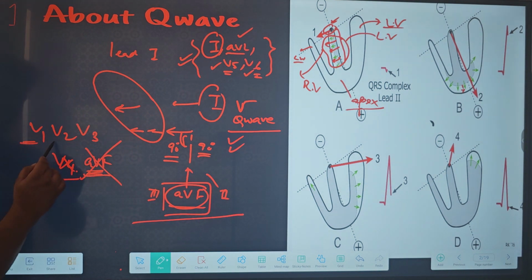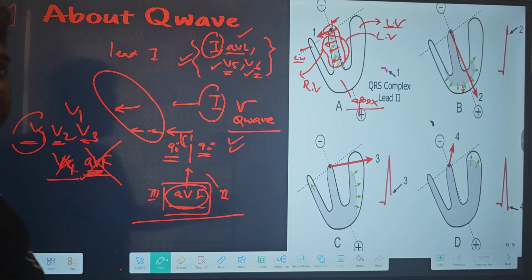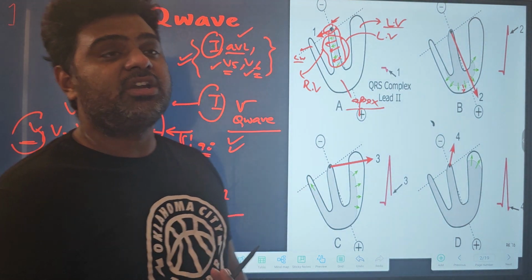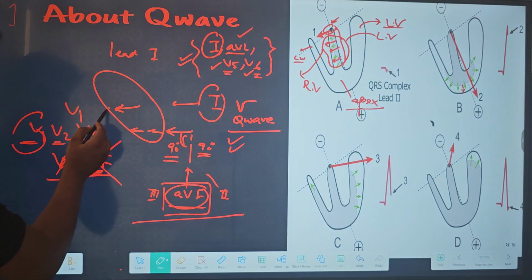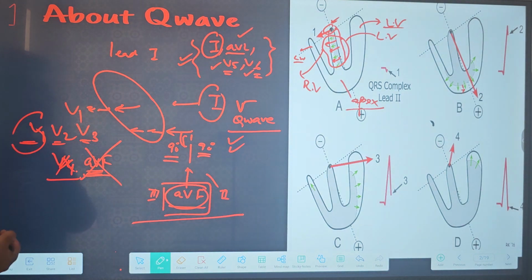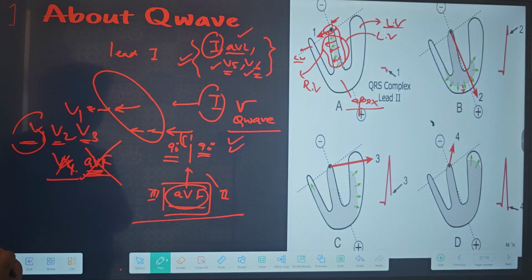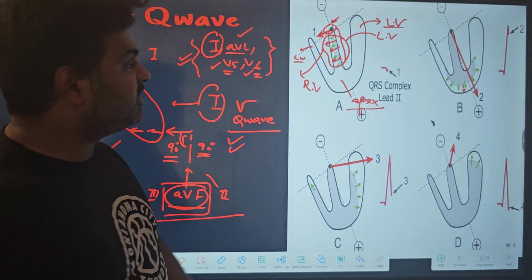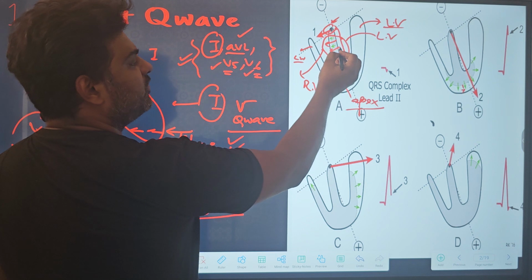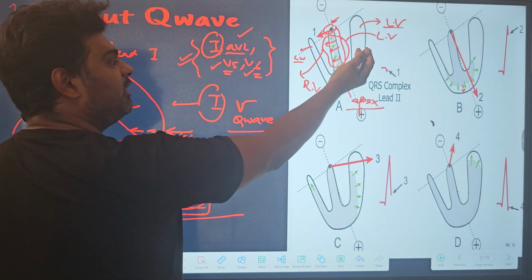Now what about V1, V2 and V3? V1 is a right-sided lead. So for a right-sided lead, the direction of depolarization will be towards V1, so there will be no negative deflection. Therefore V1 will never have a Q wave. This is the second important point. That's why I am saying it is very important to understand that the direction of depolarization of the septum is from left to the right.